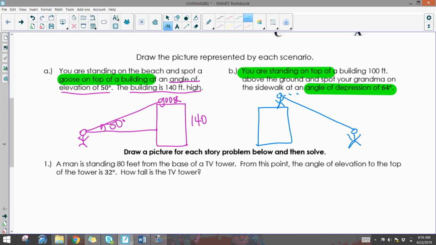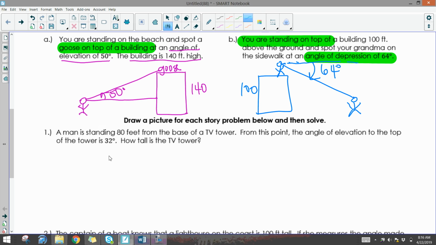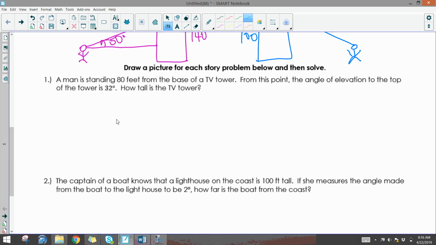So you guys, you don't formally think this, but when you look out and then down, or out and then up. So your angle of depression, you look out and then down to grandma. You're looking down at an angle of 64 degrees, and the building is 100 feet above the ground. Okay, so we're going to draw some pictures and actually solve them now. Okay, so just really pay attention to what would make logical sense.